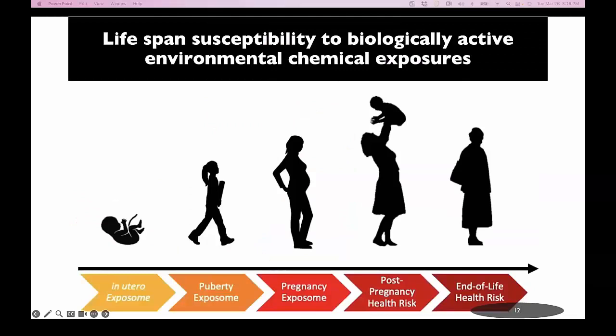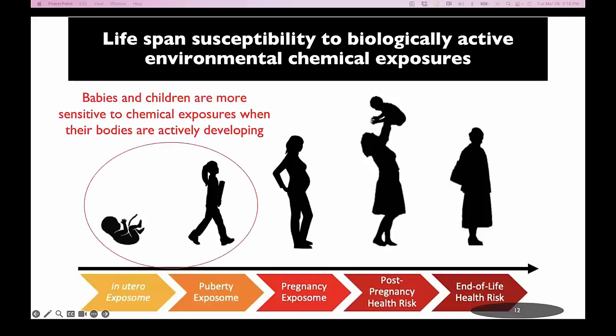And we're concerned about that because many of these chemicals are biologically active compounds that can interfere with the molecular signaling that governs human life and biology. And we're especially vulnerable to the effects of these compounds during periods of extreme biological or developmental change, such as in utero, during puberty, and during pregnancy. So just like with pregnant individuals and developing fetuses, babies and children are more sensitive to chemical exposures when their bodies are actively developing. And you can also imagine that biological changes while we age may also be sensitive to these compounds.